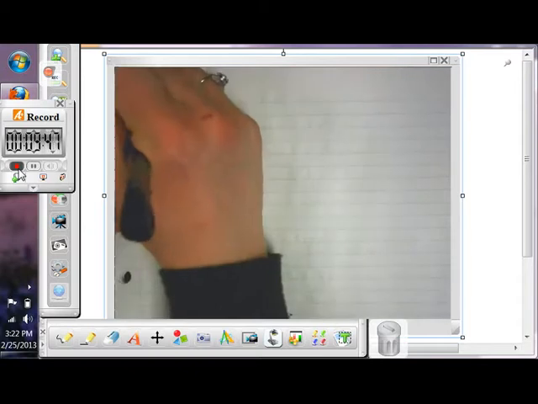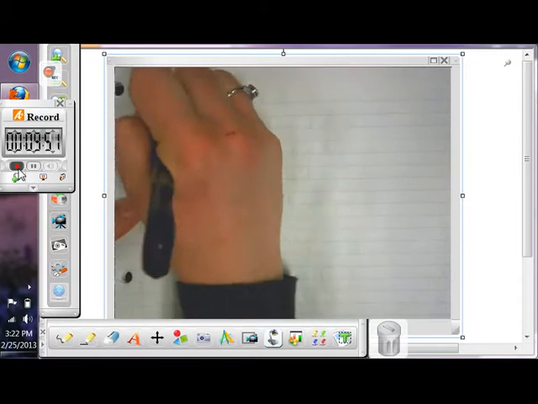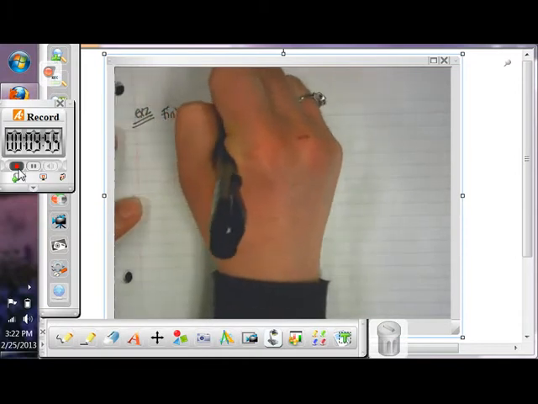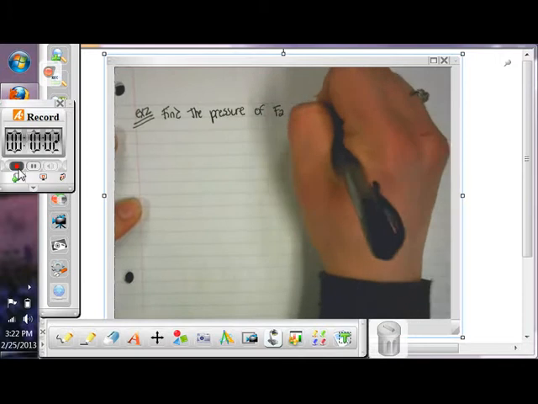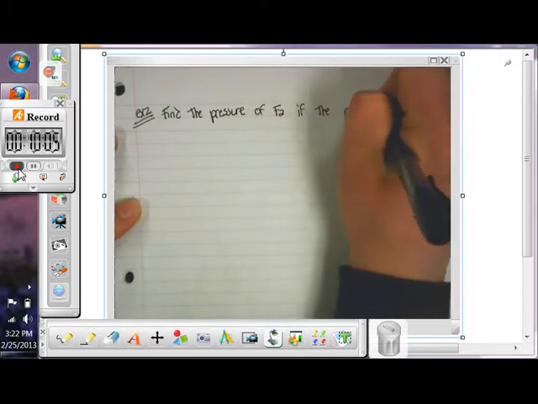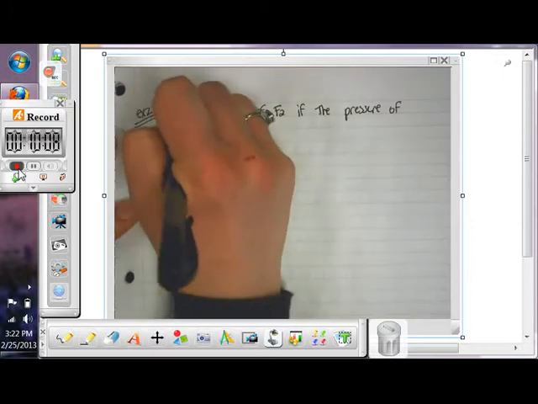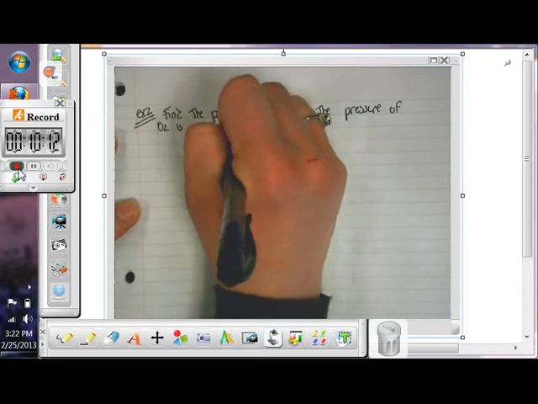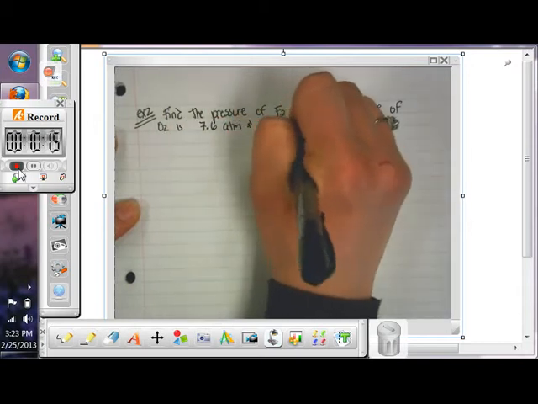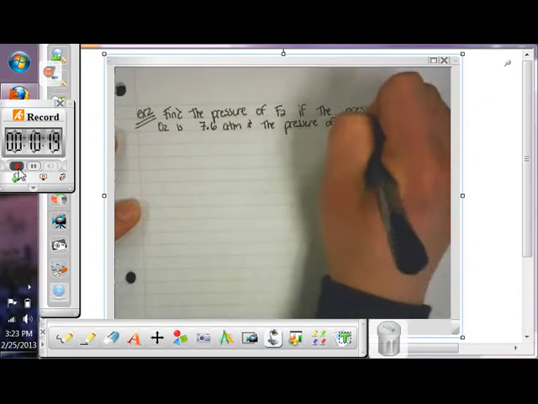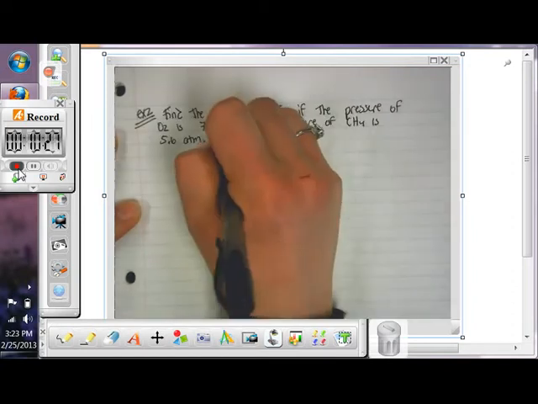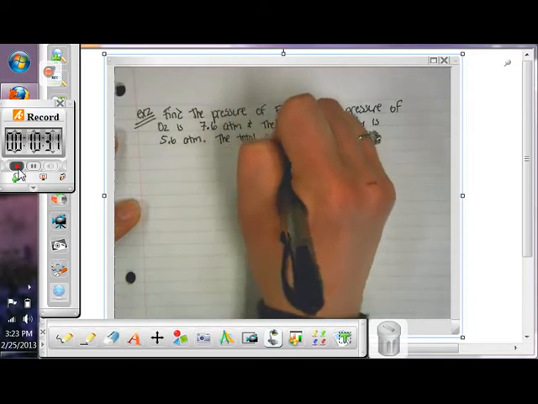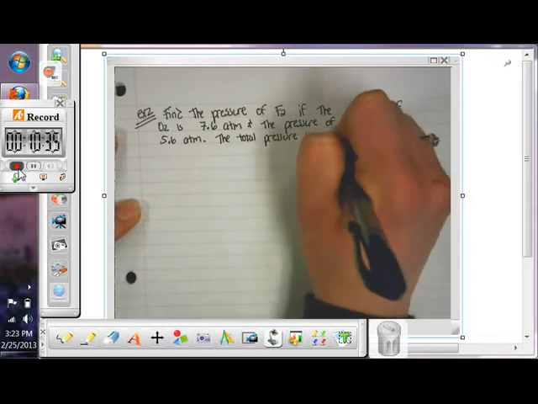So, example 2. Find the pressure of F2 if the pressure of O2 is 7.6 atm and the pressure of CH4 is 5.6 atm, period. The total pressure is 25.0 atm.